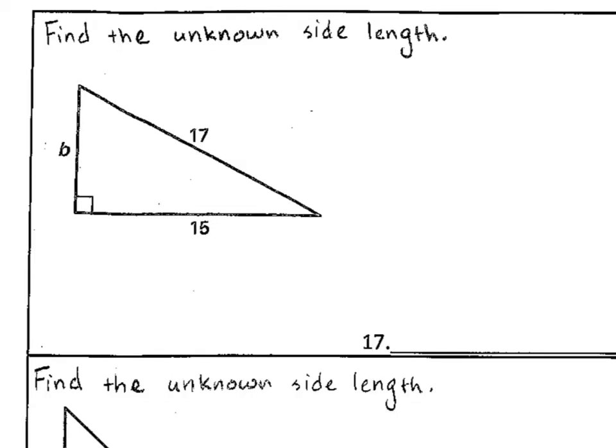Okay, here number 17, Pythagorean theorem. A squared plus b squared equals c squared. Now remember, always look across from the 90-degree angle. That's always going to be your c. Here you need to find b. So plug them in and solve and find the length of b.